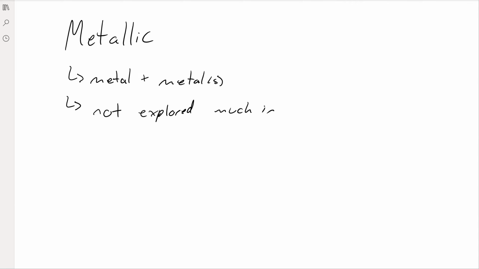So the first type of bond that we're going to take a look at is metallic bonding. And in metallic bonding, we have multiple metals. So we have a metal plus a metal, or more than just two. We're not going to take a big look at this. So this is generally something that's not explored much in Gen Chem.